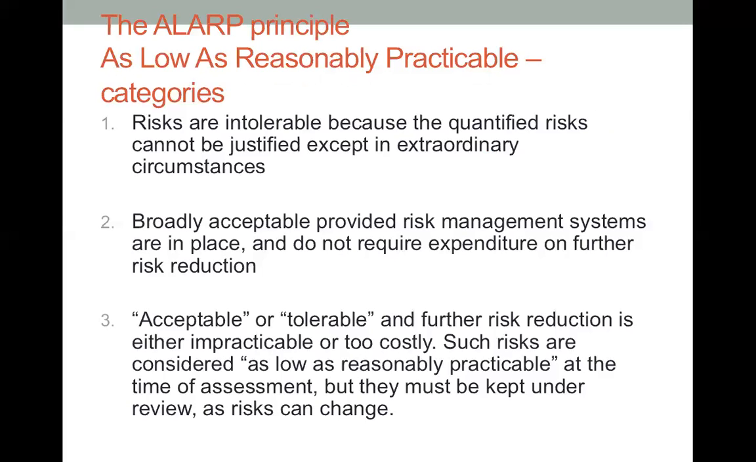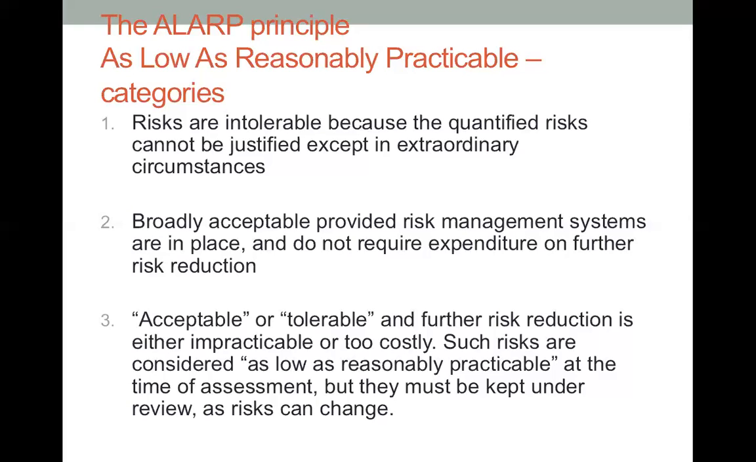Okay. The first one is if risks are intolerable, because the quantified risks cannot be justified except in extraordinary circumstances. So that is the first category, intolerable. The second category is basically risks that fall under broadly acceptable, provided risk management systems are in place. So we can accept it, because broadly speaking, we can accept it, given that our system is in place and does not require expenditure on further risk reduction. If we want to reduce the risk, probably if we still spend some money, it is not that significant.